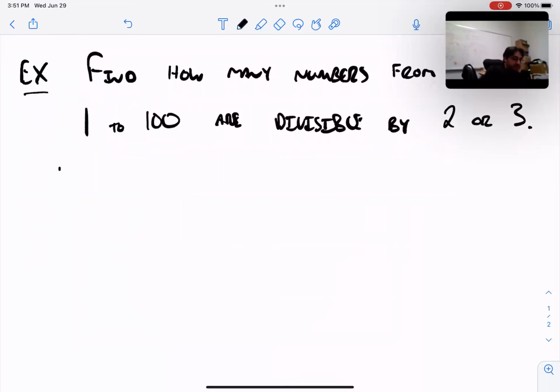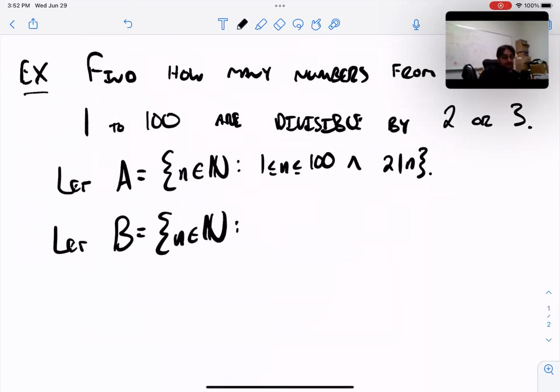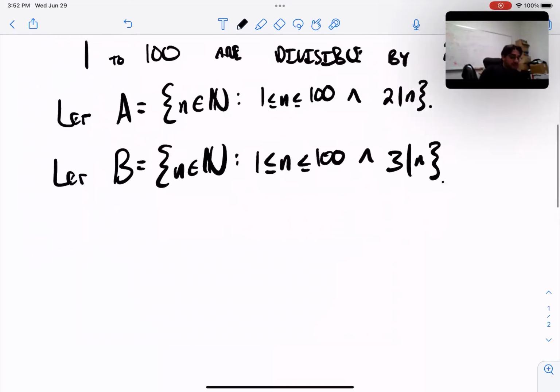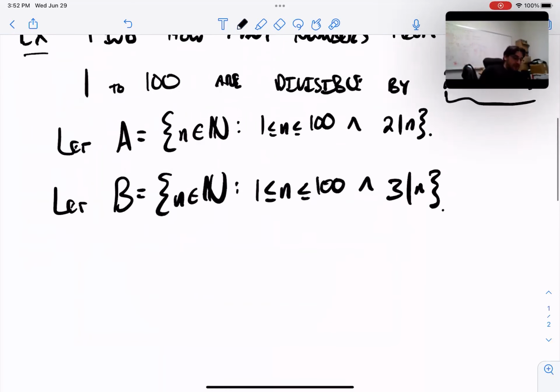So what's the idea here? Let A be the set of all natural numbers from 1 to 100 such that 2 divides n, that'll be our set A. And we'll let B be the very similar set of all natural numbers from 1 to 100 such that 3 divides n. So A is all the multiples of 2, B is all the multiples of 3. So when we ask how many numbers are divisible by 2 or 3, what we're really asking is the size of the union.